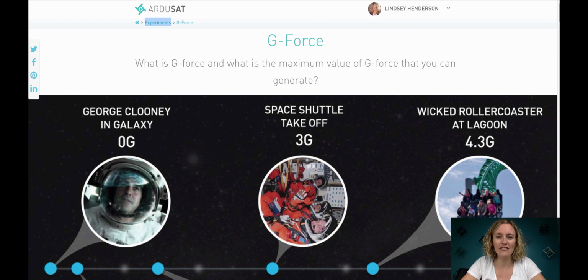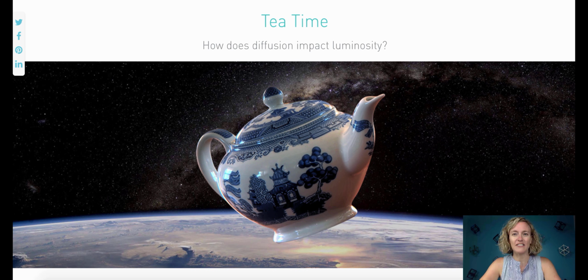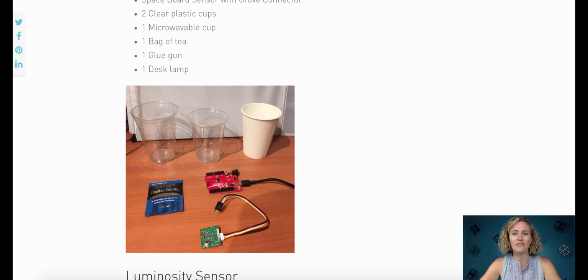In the experiment titled G-force, the students experiment with the accelerometer and interpret the data to see who can generate the most G's. In the experiment titled Tea Time, the students will use the luminosity sensor and a cup of tea. They will use the data to interpret the effects of diffusion on luminosity.